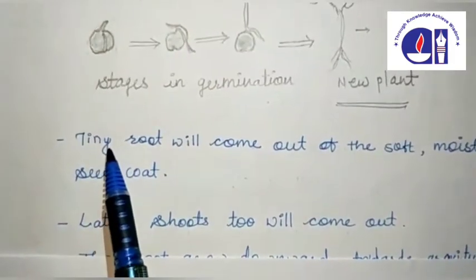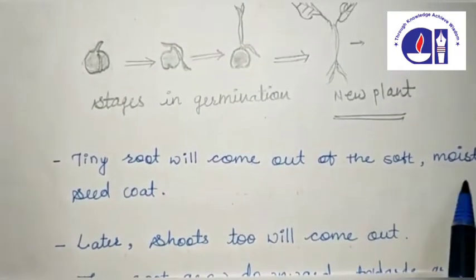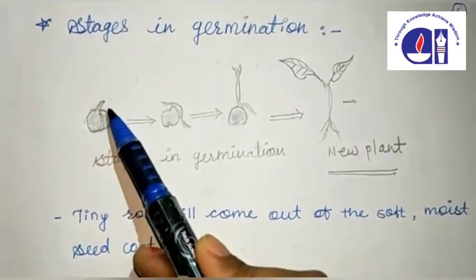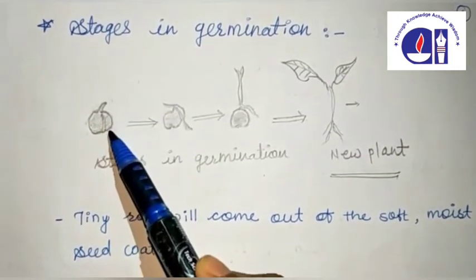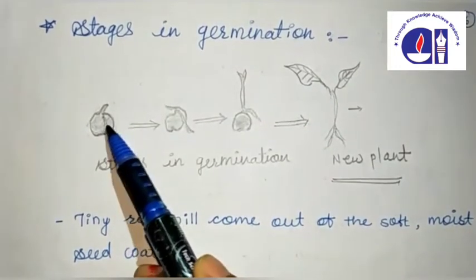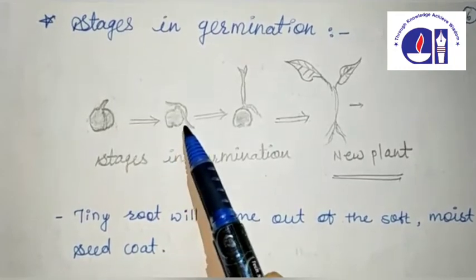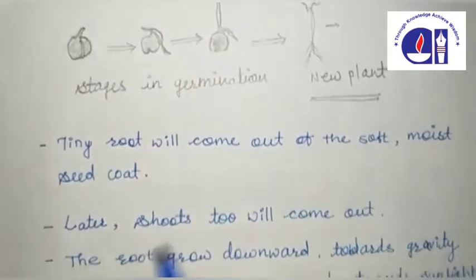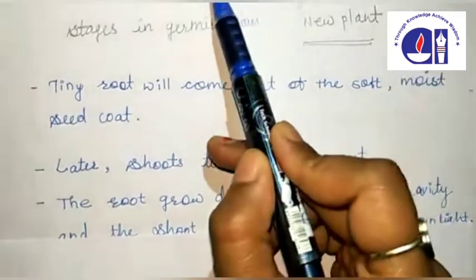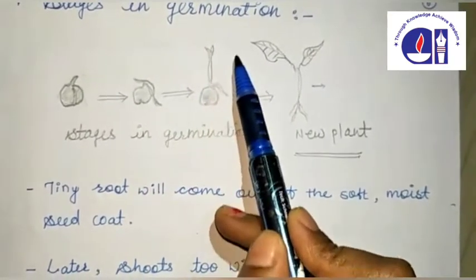First, a tiny root will come out of the soft, moist seed coat. This means that when we sow the seed and give it water, because of that water the seed coat becomes soft and the root grows from the seed. Later the shoot will come out, after the root has grown.